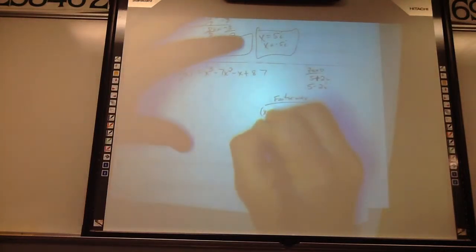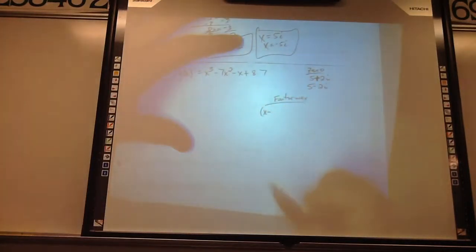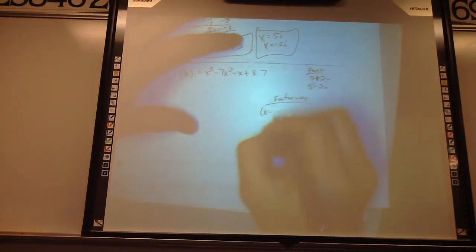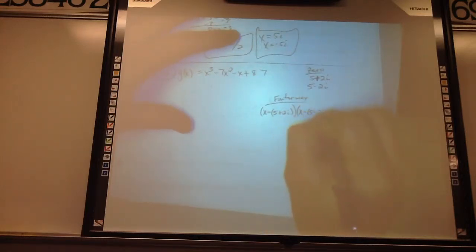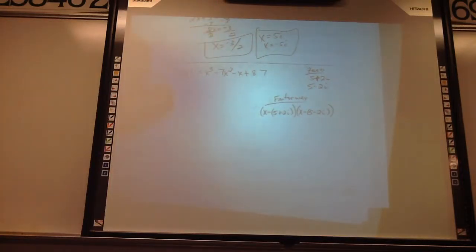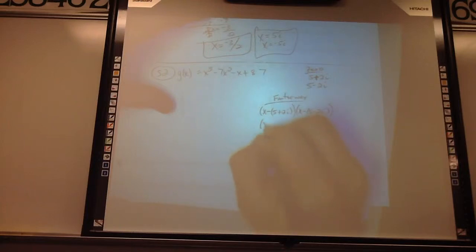So we're going to go x minus, well, if I do x minus 5 plus 2i, what do I get? I'll show my work. x minus 5 plus 2i, and the other one will be x minus 5 minus 2i. I think this way is actually harder. It's longer, because then you have to distribute the negatives. So you got x minus 5 minus 2i, and you have x minus 5 plus 2i. And then you have to do distributive property.